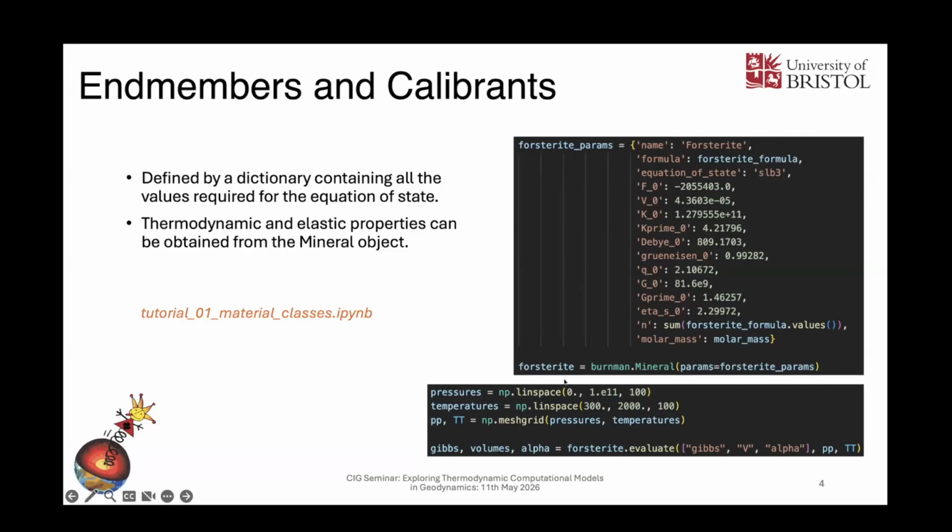This is the initialization down here. So forsterite equals burnman.Mineral, and then you give it the params. And then after that, you can call that material for basically any one of the thermodynamic properties you might need. So you can, for example, ask Python to give you an array of different pressures and another array of different temperatures. You can make a grid of those. So this is now a 2D grid of pressures and temperatures. And you can pass those to this mineral and ask it to evaluate the various different properties. So for example, the Gibbs energy, the volume, and the thermal expansivity, and it will give you those in exactly the same format as you've given it the pressures and temperatures.